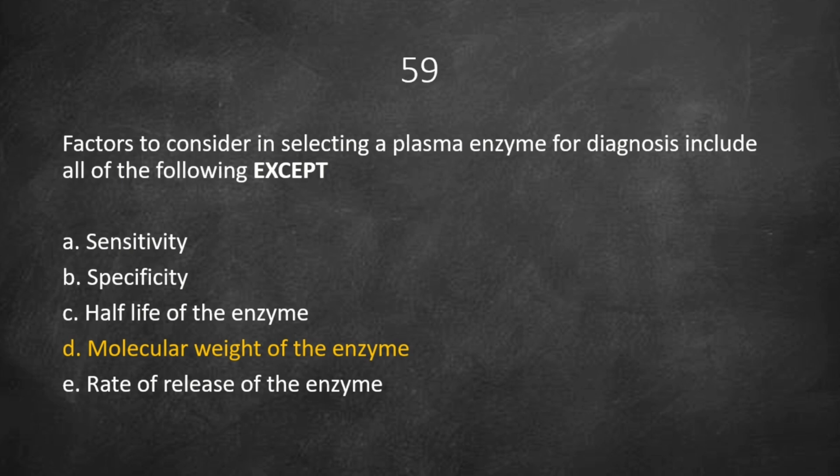Then option E, rate of release of the enzyme, is also very important because the rate at which the enzyme is released into the plasma affects the enzyme's level and then the detection time. So enzymes that are released rapidly may provide more timely diagnostic information. So the correct option here is the molecular weight of the enzyme.